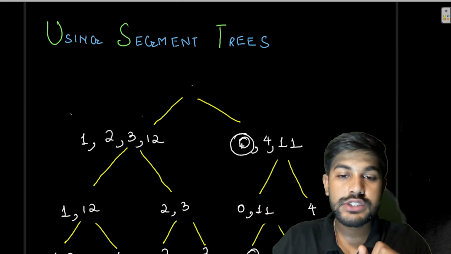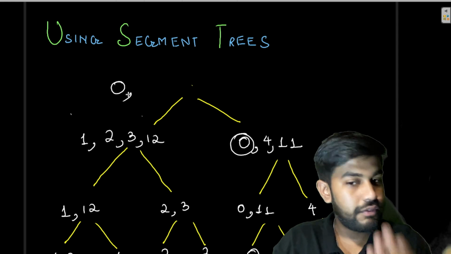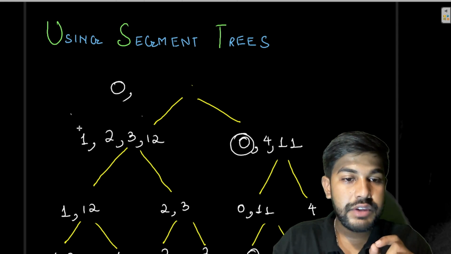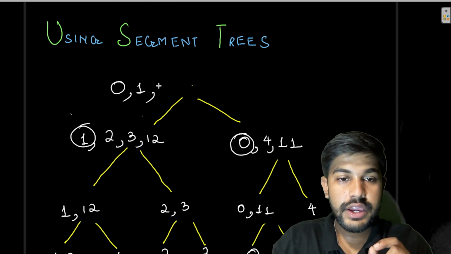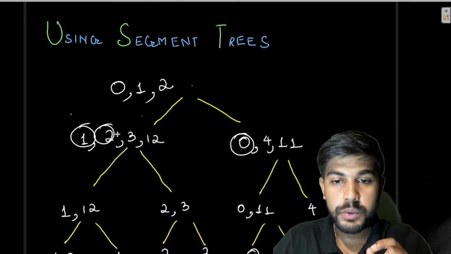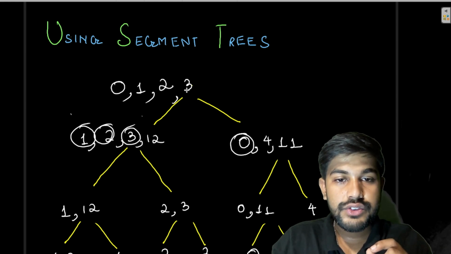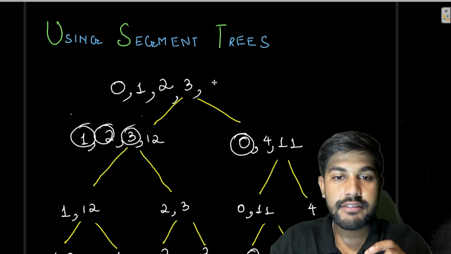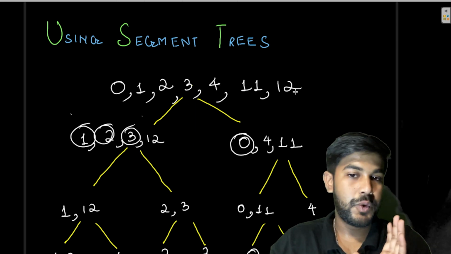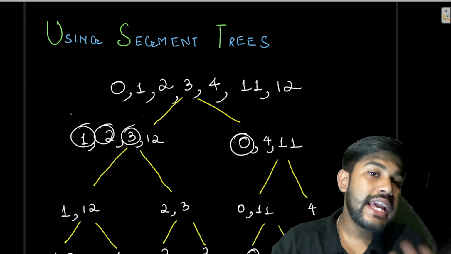So first one is 0. Okay, we have that. Next we have 1. Then we have 2, and then we have 3. Then we have 4, and then we have 11, and then we have 12. Okay, so let us see how this would work.